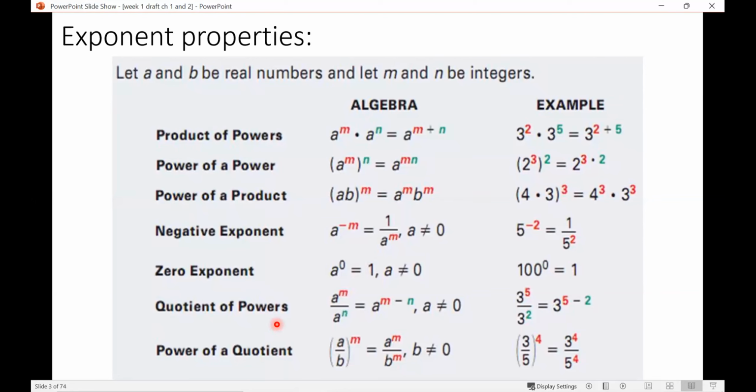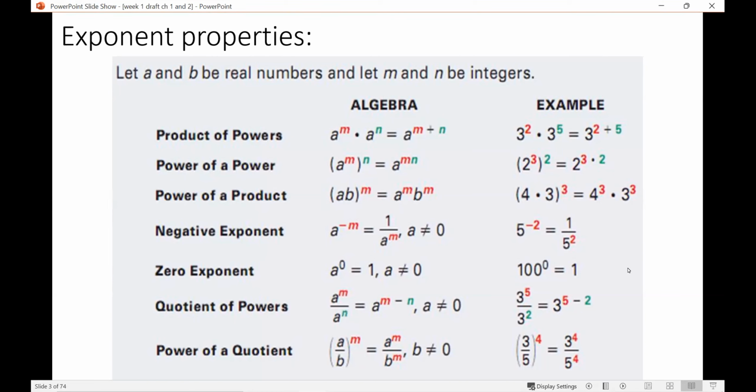The quotient of powers. So if we have the same base raised to a power divided by that base raised to another power, we can subtract the powers. And then the power of a quotient, just like with the power of a product, we can distribute that exponent over the division symbol.